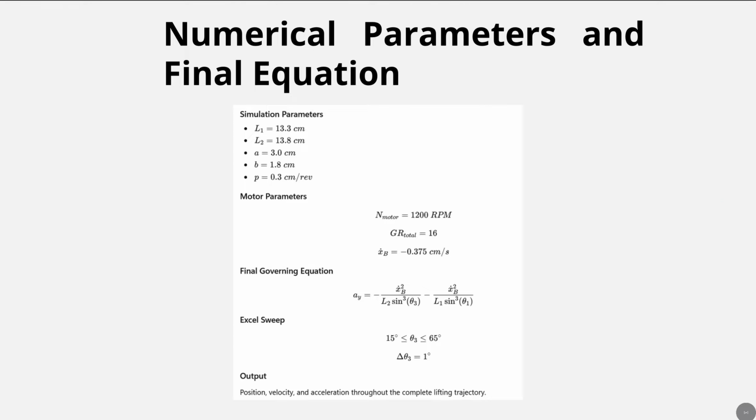Finally, numerical values were assigned to all geometric and operating parameters. The motor speed was fixed at 1200 rpm, producing a screw speed of 75 rpm and a linear input velocity of negative 0.375 centimeters per second. The lower link angle was selected as an independent variable and varied from 15 to 65 degrees using 1 degree increments. Substituting all previous relationships led to the final governing equation for the vertical acceleration of the platform.